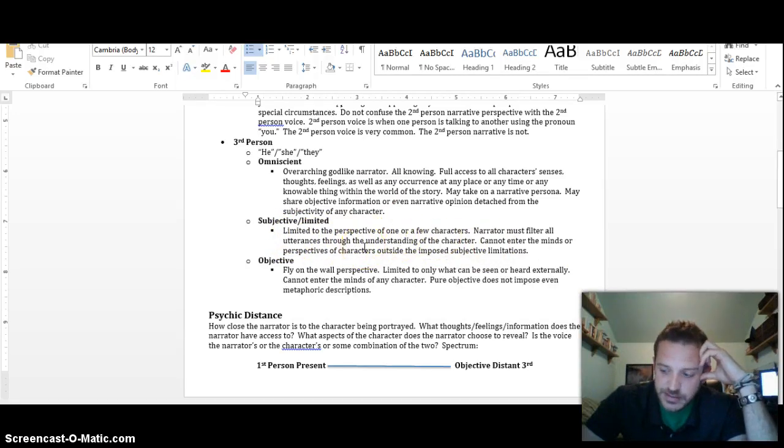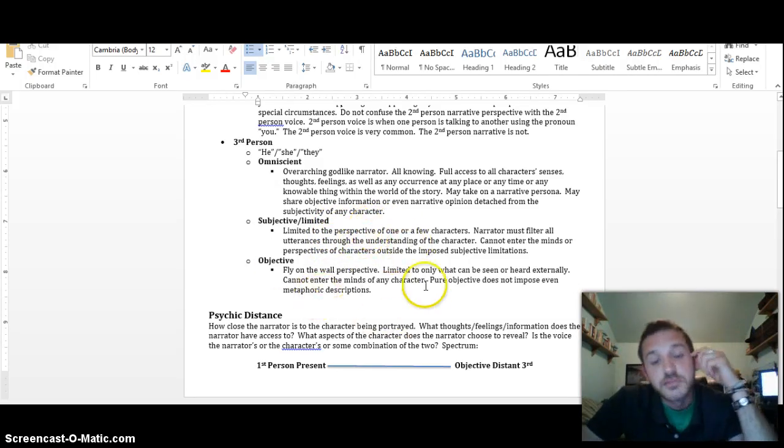So this is when you can only go into the minds of a few different characters, and you don't necessarily know the future. So the third person narrator's knowledge is limited.